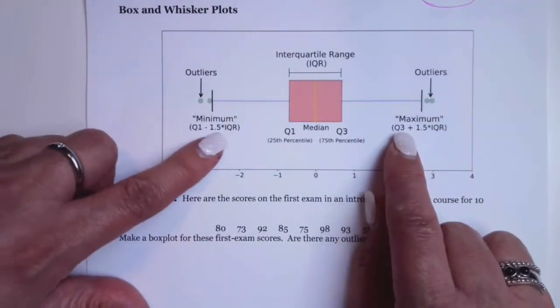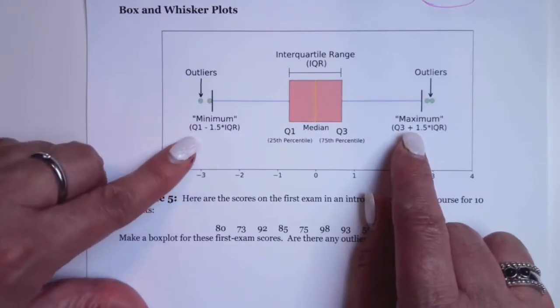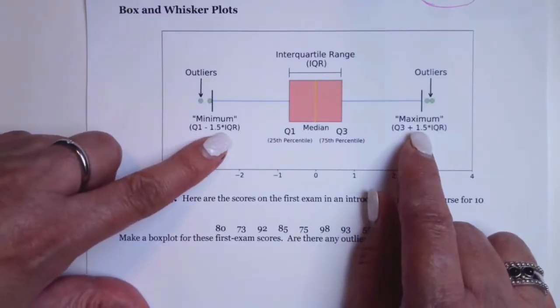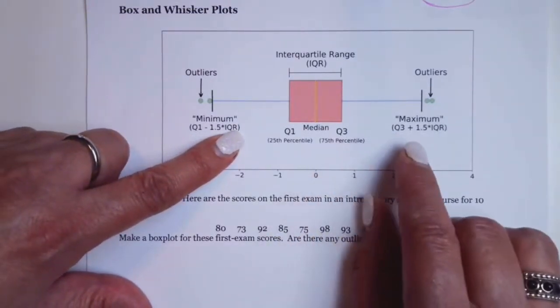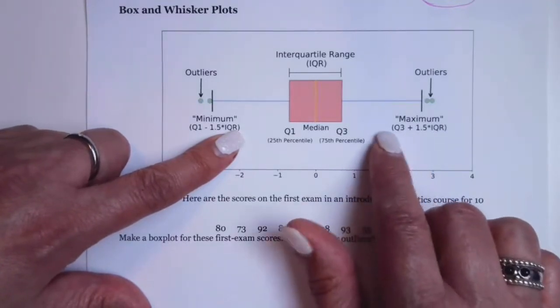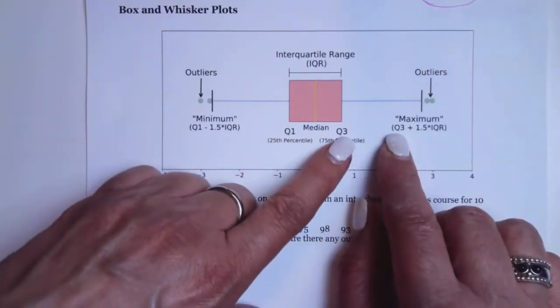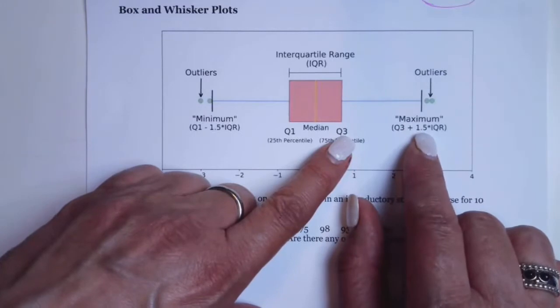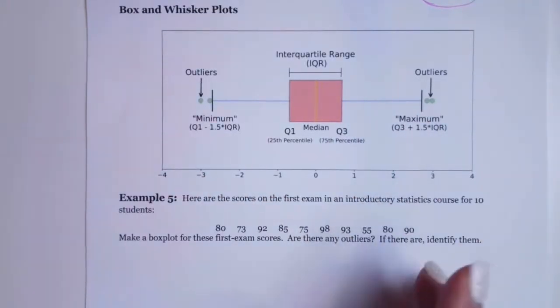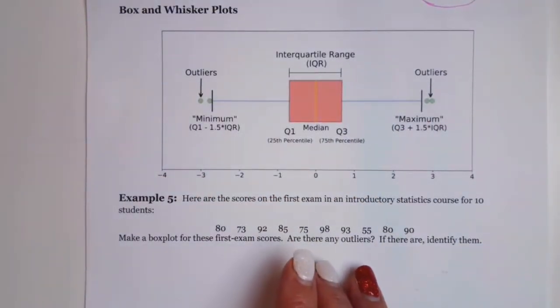So our minimum is calculated like this. We take the first quartile, subtract 1.5 times the IQR, the interquartile range. Maximum is the third quartile plus 1.5 times the interquartile range.